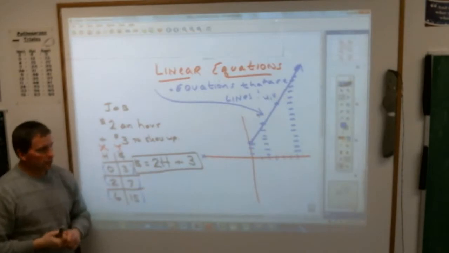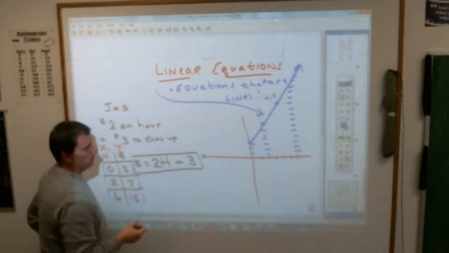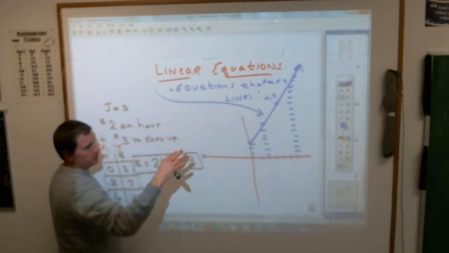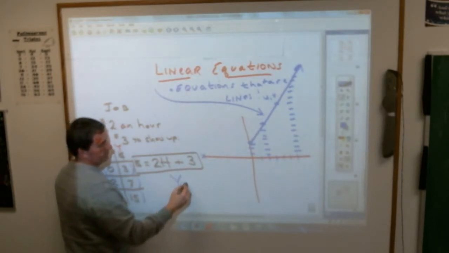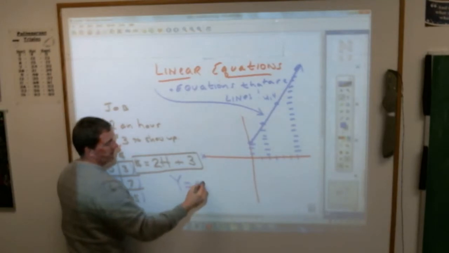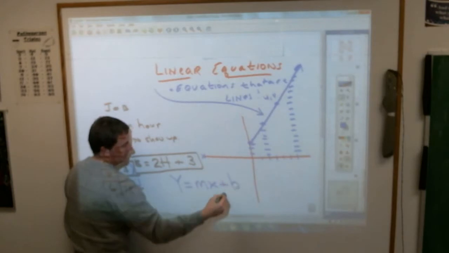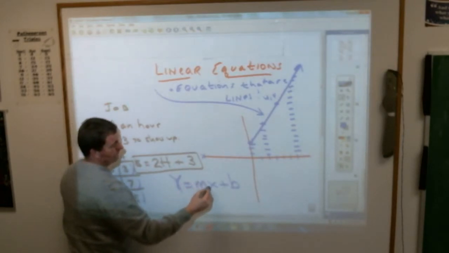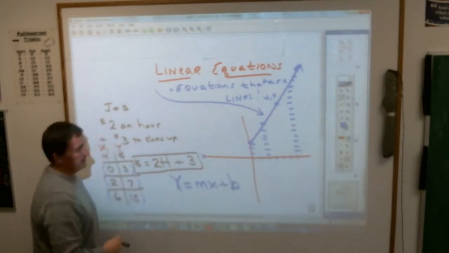Now, here comes the whole exciting part about this. The first thing you have to recognize is what we call the standard form, or the way we write a linear equation, the generic form. It is this, and you'll see this a million times in the rest of your life. Y equals mx plus b. Write that down. Y equals mx plus b. Got that written down?